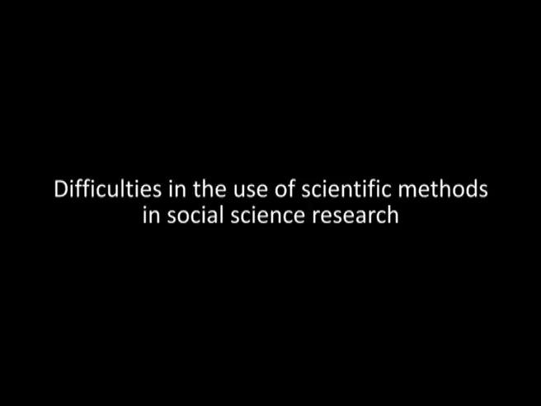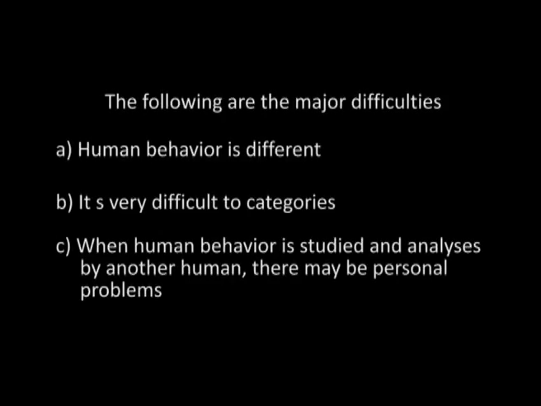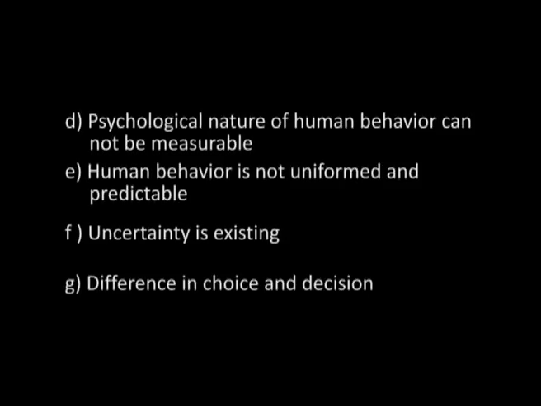Difficulties in the use of scientific methods in social science research. Some theorists argue that scientific method is more applicable to physical or natural sciences, and it cannot be applicable to social sciences. The following are the major difficulties. Human behavior is different. It's very difficult to categorize. When human behavior is studied and analyzed by another human, there may be personal problems. Psychological nature of human behavior cannot be measured. Human behavior is not uniform and predictable. Uncertainty exists. Difference in choice and decision.